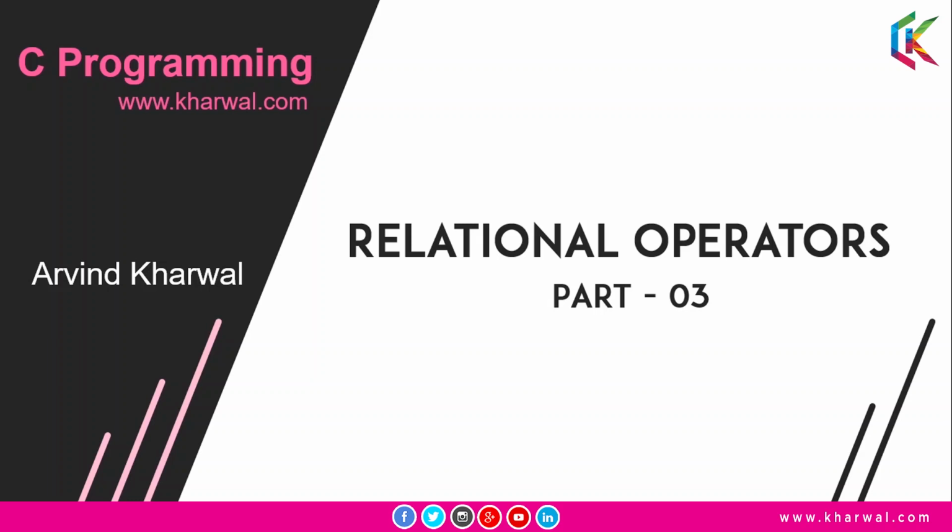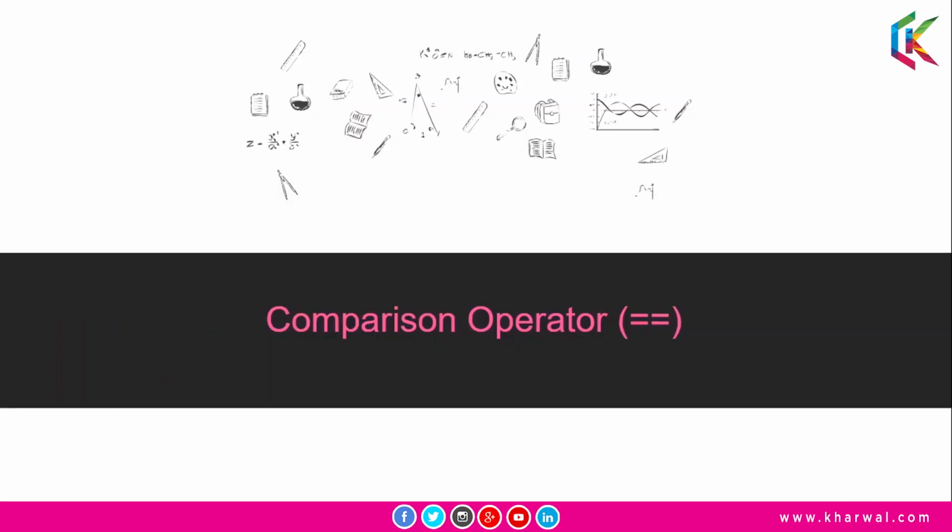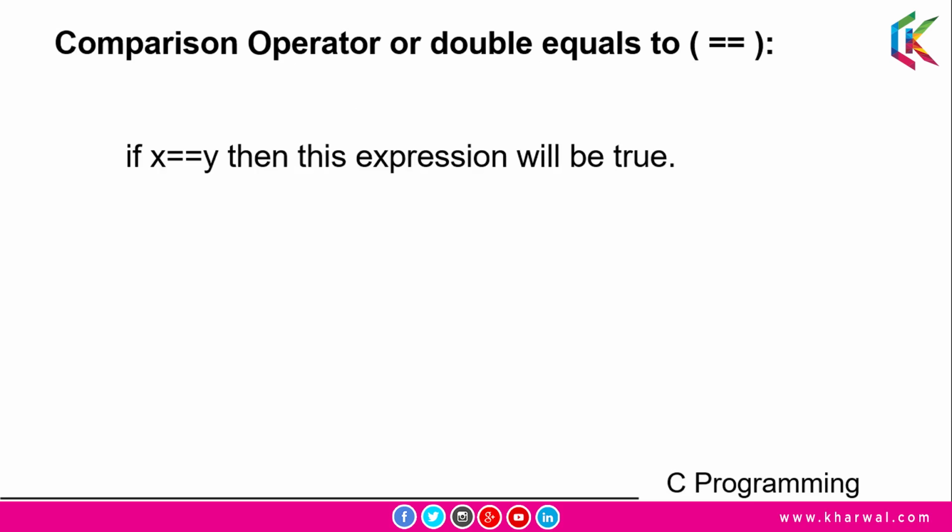This is the continuation video of relational operators in C programming, and it is part 3. Guys, in this lecture we are going to discuss the comparison operator. So let's get started. We can represent this comparison operator by the double equals sign, and if x equals y, then this expression will be true and it will return 1. Otherwise it will return 0. So guys, let's take an example of this comparison operator.